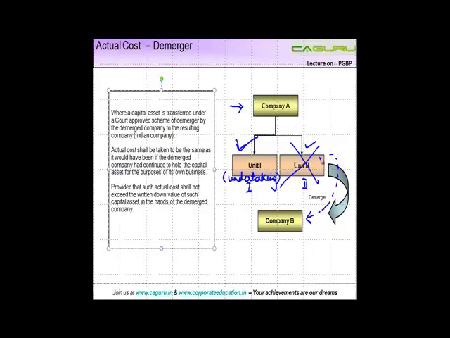So what happens is, suppose this unit 2 again had certain assets, let's say plant and machinery, tax WDV 1000. So the question which comes up is, what is the value at which company B will claim depreciation on this? This is dealt with by the explanation to the actual cost.